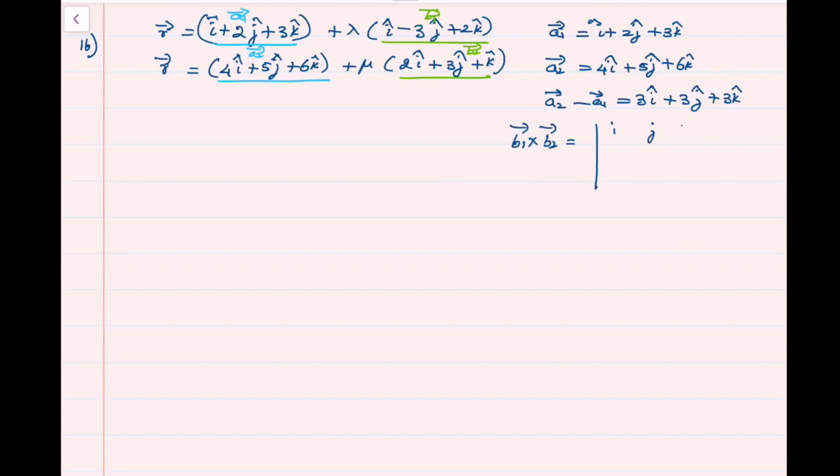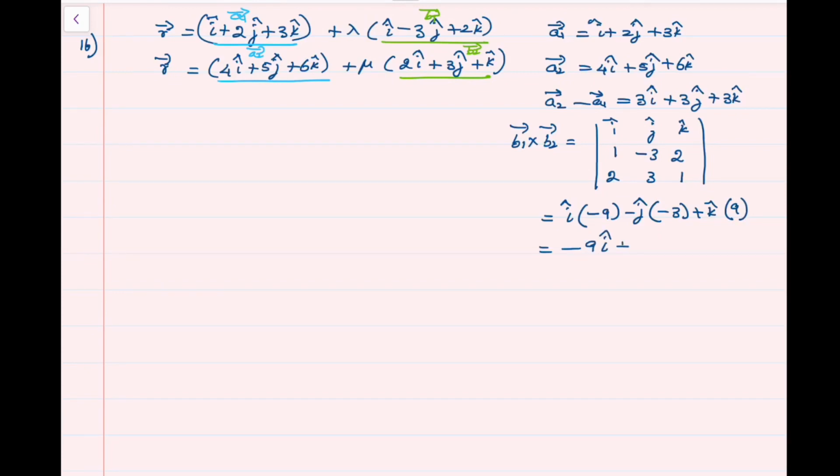Write it as a determinant i, j, k. Components of vector b1: 1, minus 3 and 2. Then b2 vector: 2, 3, 1. Let us expand. i into minus 3 minus 6, which is minus 9, minus j into 1 minus 4, which is minus 3, plus k into 3 plus 6, which is 9. Therefore, we get minus 9i plus 3j plus 9k.